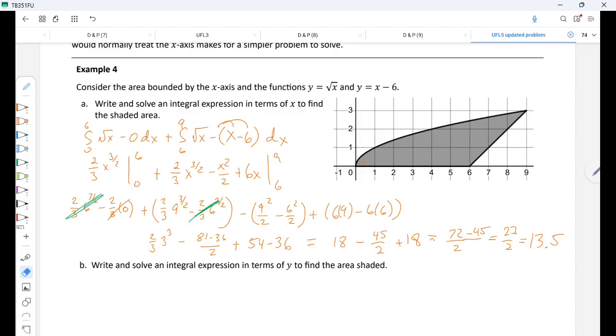When I had to do 81 minus 36 in my head, I said those are both multiples of 9, so my answer had better be a multiple of 9. That helped me figure out 45. And the same thing here. This was 54 minus 36. So I knew the math was going to come out to a multiple of 9.